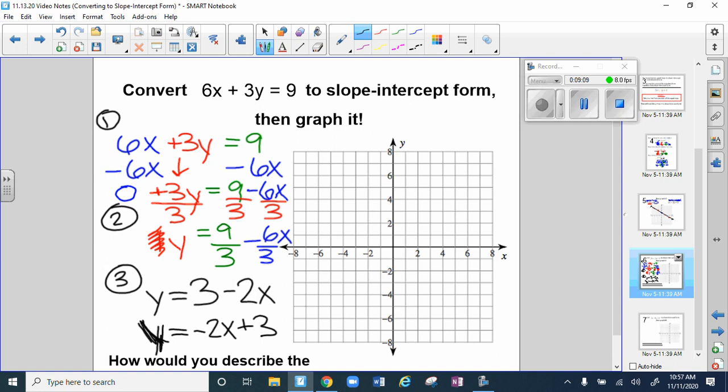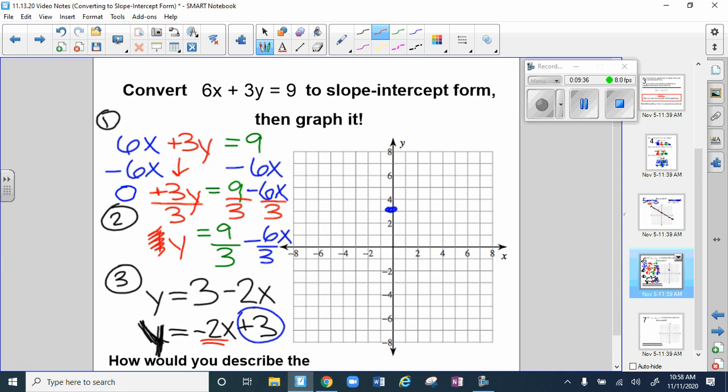My y looks kind of bad. I'm trying to fix it. That looks a little better. So now I have an equation in slope-intercept form, and I can graph it. So I'll start with my y-intercept, which is a positive 3. And then I'll follow my slope, which is a negative 2.